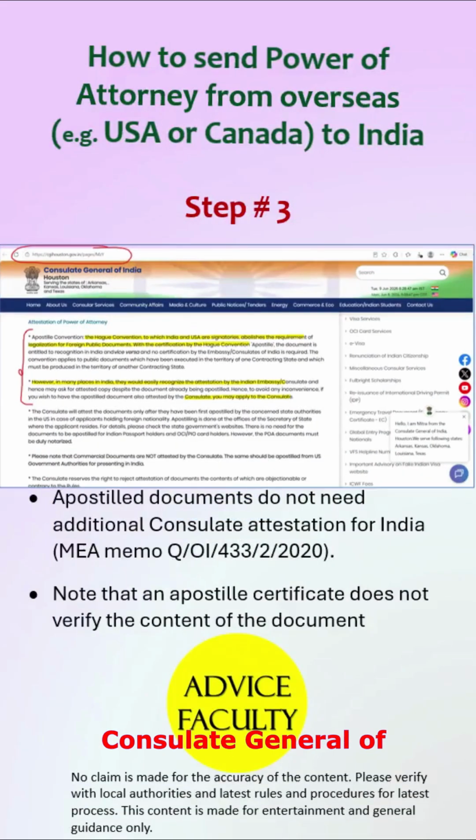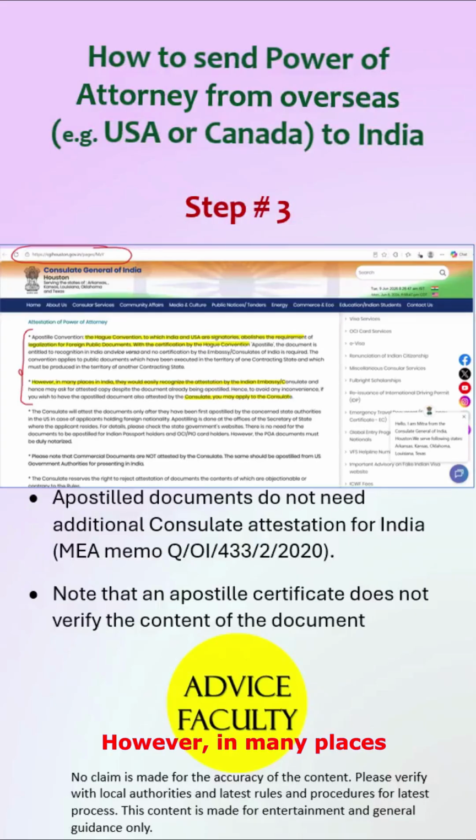You can see this circular on your screens, and a link is provided in the video description. Moreover, the website of the Consulate General of India clearly states that the Hague Convention, to which India and USA are signatories, abolishes the requirement of legalization for foreign public documents. With the certification by the Hague Convention, apostille, the document is entitled to recognition in India and vice versa, and no certification by the embassy or consulates of India is required. The convention applies to public documents, which have been executed in the territory of one contracting state, and which must be produced in the territory of another contracting state.